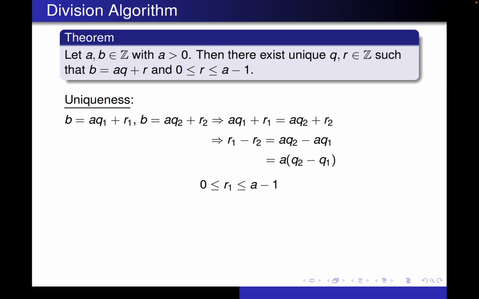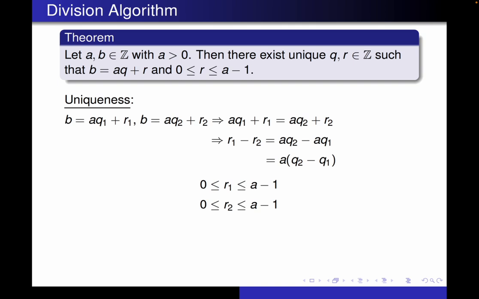So now we're going to look at the inequality, r1 is between 0 and a minus 1, and see what we can do with that. Well, we actually have another inequality, right? r2 is also between 0 and a minus 1. And what we want to do is somehow connect that to the previous equation for r1 minus r2. So in order to do that, we've already got something about r1, and we want to subtract r2.